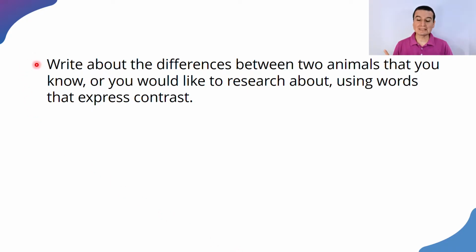Write about the differences between two animals that you know, that you are familiar with, or you would like to research about, using words that express contrast. Of course, if you're going to talk about differences, you're going to use words that express contrast. So what are two animals that you would like to discuss? Probably not an elephant and an ant, not something completely, absolutely different, unless that is something that you would like to do. But why don't you think about two animals that may have some differences but some similarities as well?